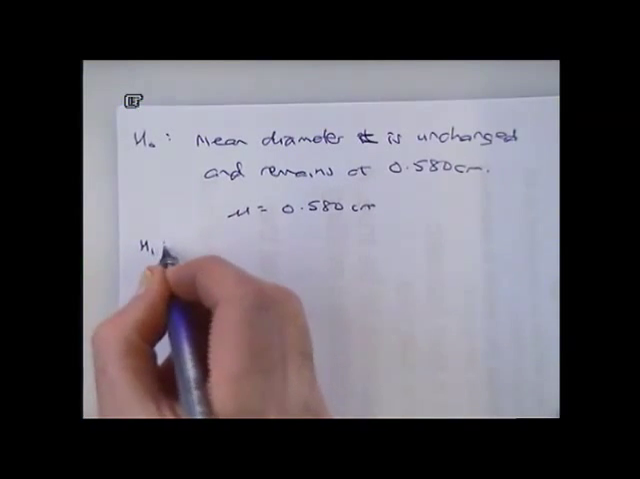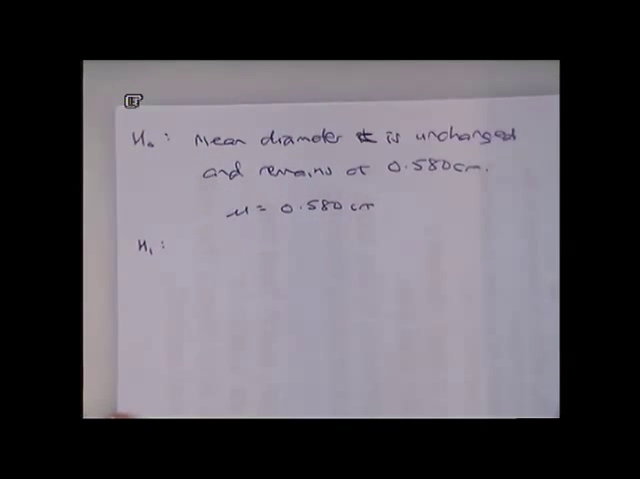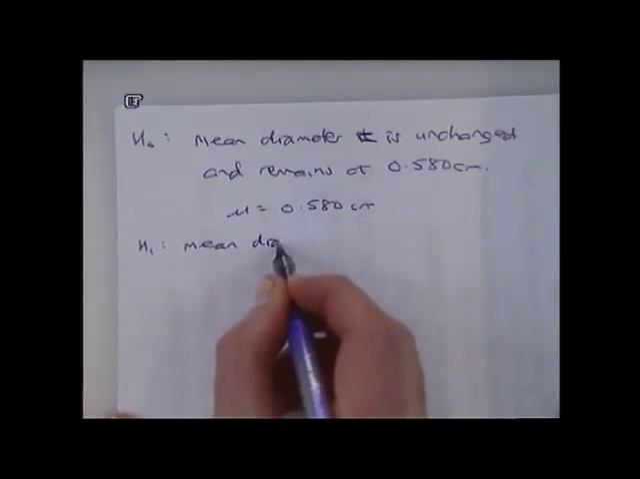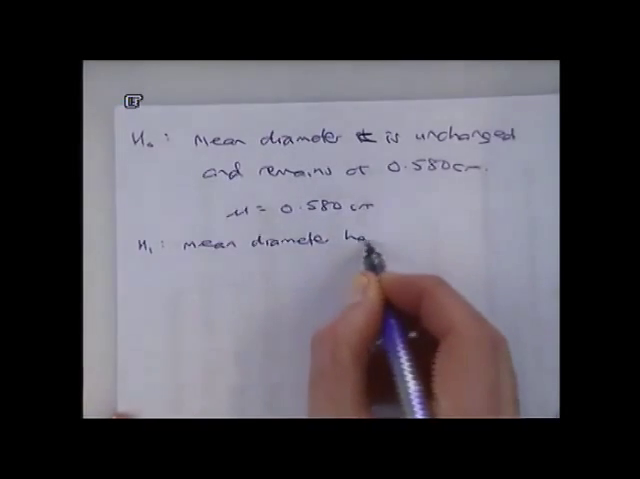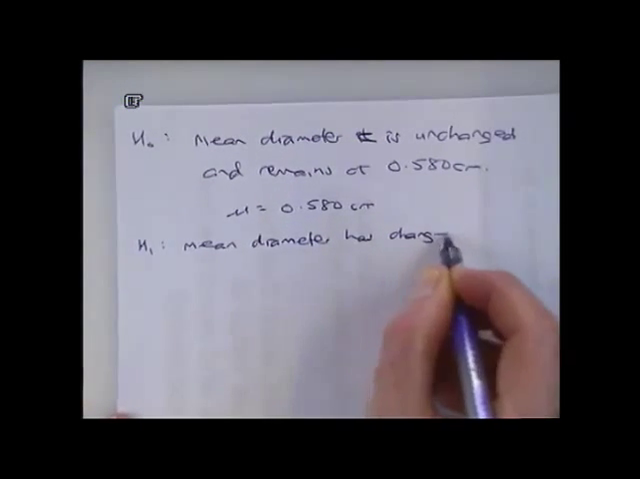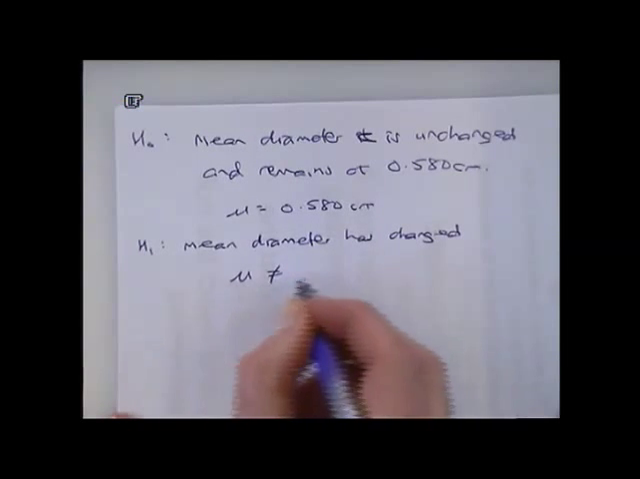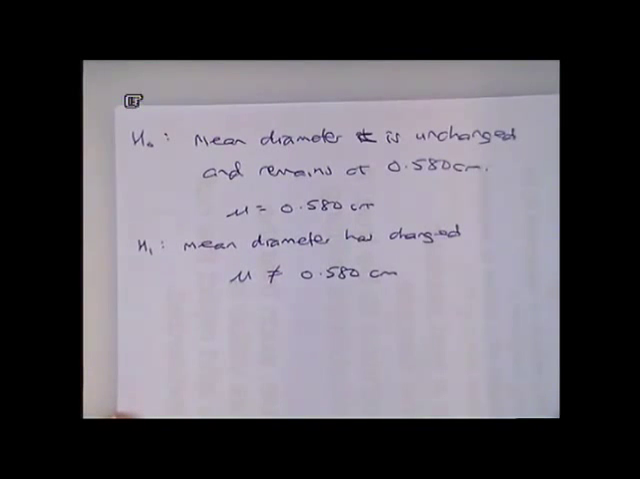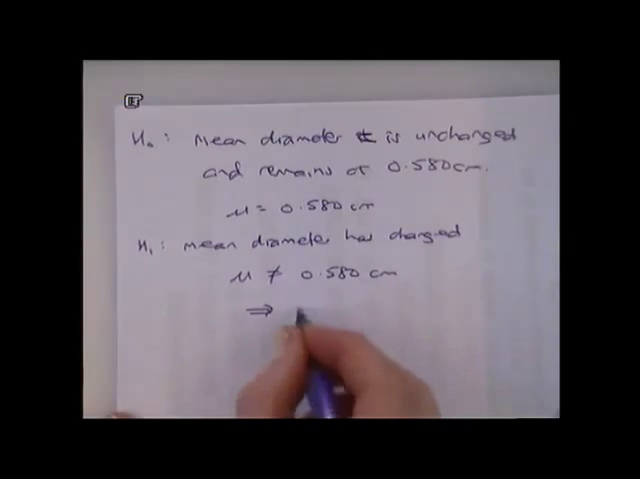Now we are looking at H1. You need to look at the question carefully. What will H1 be? Mu does not equal 0.580. It just says test whether it's changed. They're not interested in whether it's got bigger or smaller, they're just interested in whether it's changed. So H1 is the mean diameter has changed, in other words, mu is not 0.580 centimetres. Is this a one-tail or a two-tail test? It's a two-tail test.